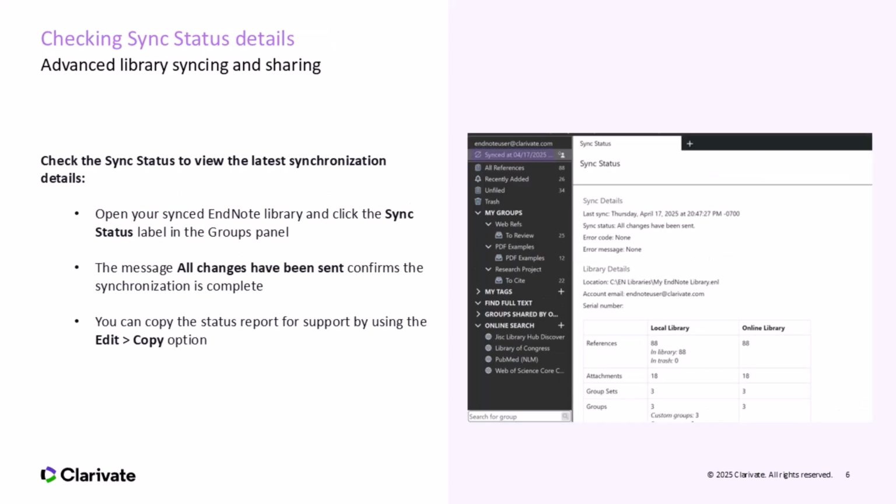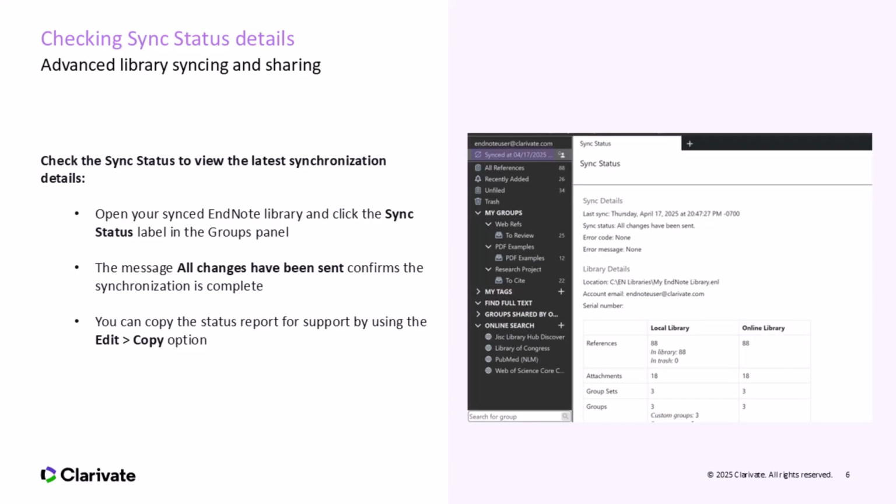After you've synced your library, you can easily check the sync status to confirm that everything has been successfully synchronized. To do this, first open your designated sync library. Next, navigate to the sync status label in the Groups panel on the left side of the screen. When you click on it, you'll see the details of the latest synchronization. If everything has been successfully synced, you'll see the message "All changes have been sent," which indicates that your library is fully updated and synced with the cloud.